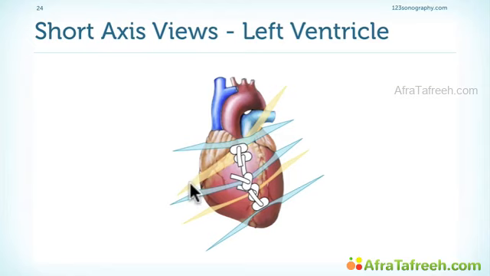Let's now turn to another short axis view. Let's turn to the short axis view of the left ventricle. There are several different views we can look at, starting from views which transect the left ventricle at the level of the mitral valve, to mid-ventricle, and more apically.